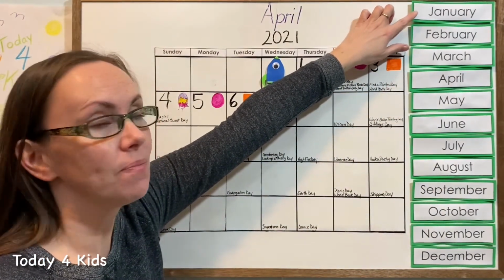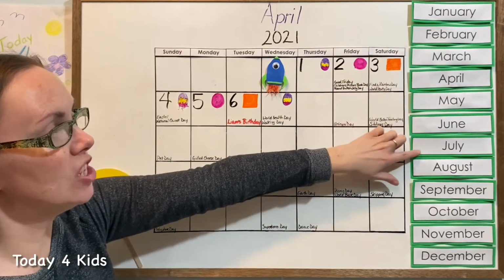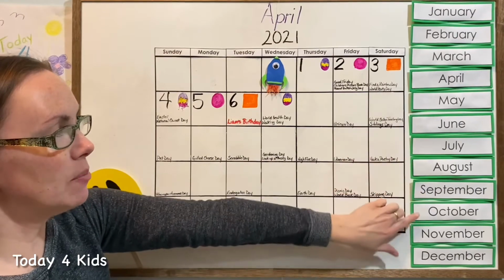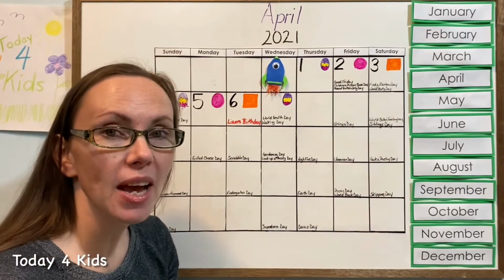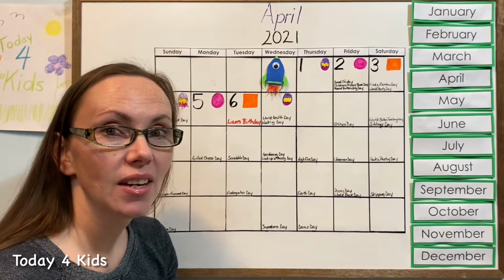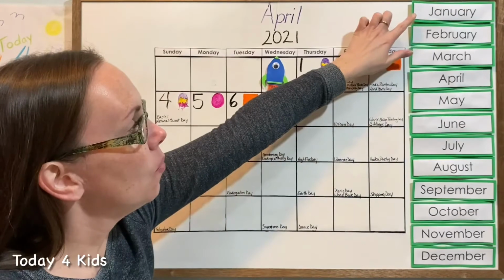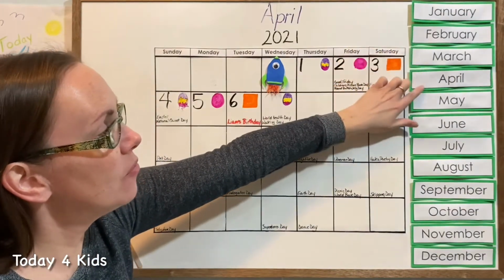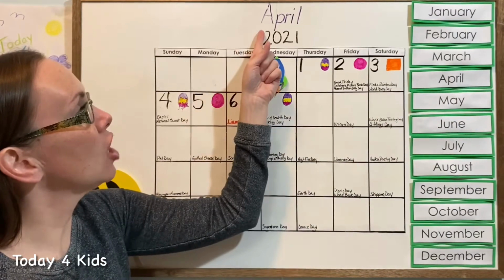Let's say all their names together. Are you ready? January, February, March, April, May, June, July, August, September, October, November, December. Good job. And do you remember what month it is right now? It's the fourth one from the top. Do you see it? 1, 2, 3, 4. And it says April. So we printed April at the top of our calendar.